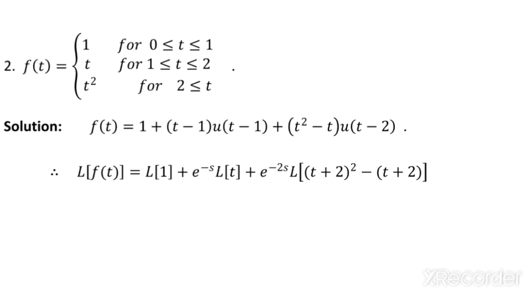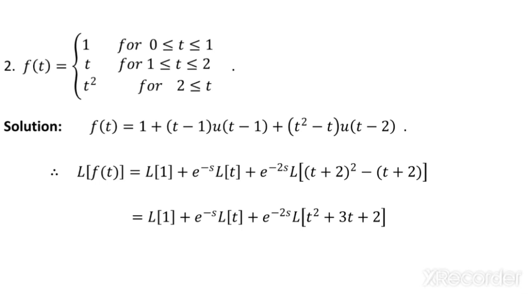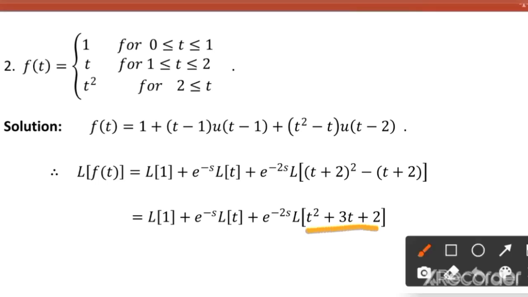L of 1 into L of t minus 1 u of t minus 1, I have applied the result e power minus s into, after replacing t by t plus 1, I get Laplace transform of t only. Similar work for the third term also, e power minus 2s, Laplace transform of, replace t by t plus 2, in this case t plus 2 the whole square minus t plus 2, simplify that, then we get L of 1 L of t into e power minus s, e power minus 2s into L of t square plus 3t plus 2, expand that, so we get this.